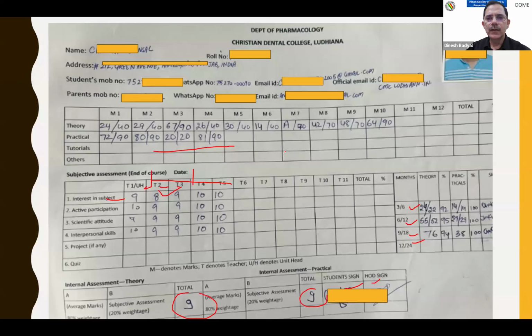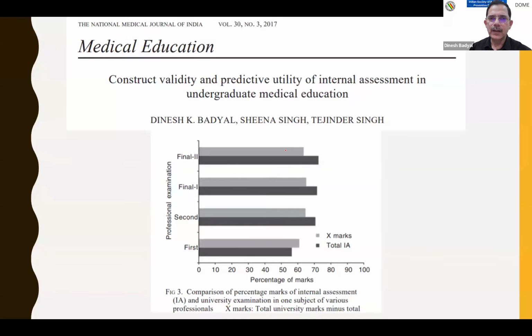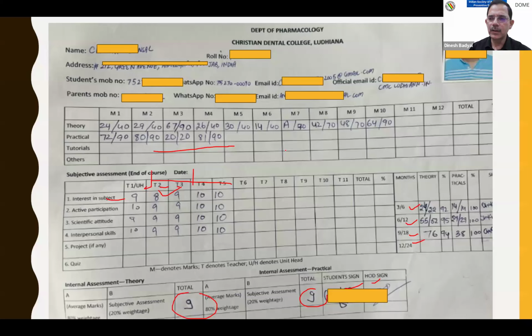This way, we keep on showing this to them. After 3 months, they sign. They also know where they are. We also know if they need some remediation. So this way, this goes on. And this is a full book which we bind, and for each batch, each department gets it.